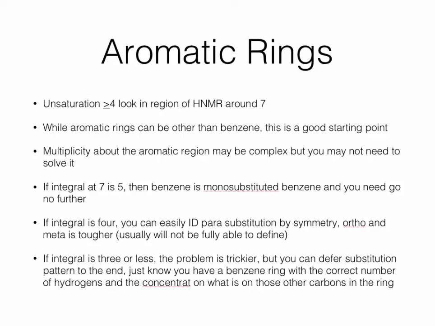You'll have fewer peaks in that aromatic region in the carbon NMR than there are carbons in the formula. Ortho and meta substitution is tougher to do, and oftentimes you'll not be able to define that without really going into the splitting and multiplicity pattern more deeply than we want to in this course. If the integral is 3 or less, the problem is trickier, but you can defer the substitution pattern to the end. Just know you have a benzene ring with the correct number of hydrogens, and concentrate on what is on those other carbons in the ring.